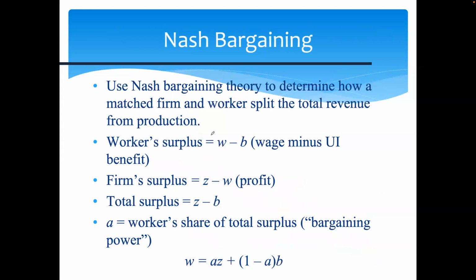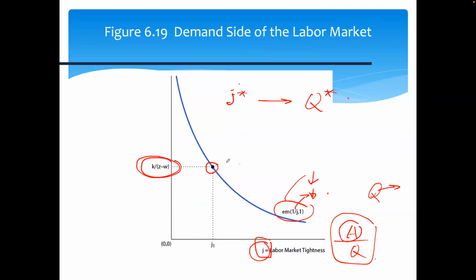But before that, by the way, there are basically three parameters: Z, W, and B. Z and B we usually take as given. Z is like a technology: when a firm and a worker meet with each other, how much they can produce. This is like technology given. And B is also given, which is the unemployment benefit, usually given as a policy instrument. But W is going to be endogenous. That's one more thing.